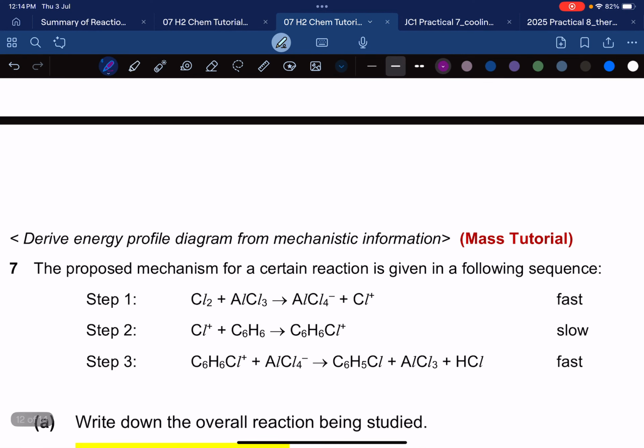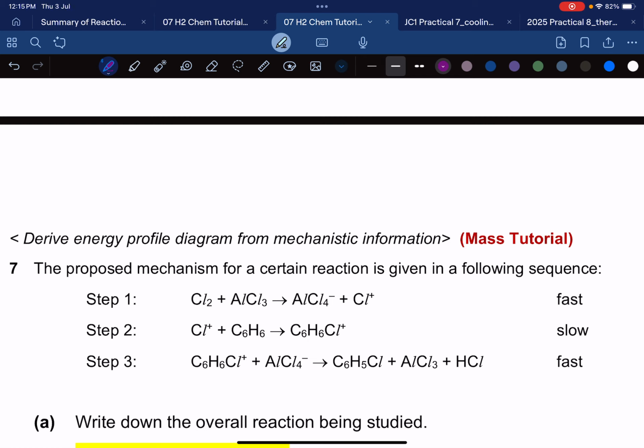We will now look at question 7 on the reaction mechanism. The first part is to write down the overall reaction that has occurred. One way I try to make this less confusing for myself is to remove all the catalysts and the intermediates from these reaction mechanisms.